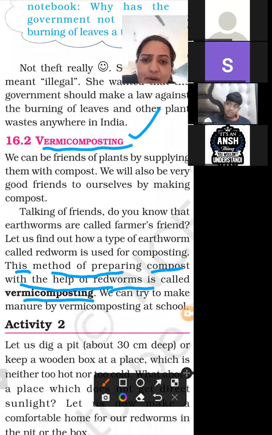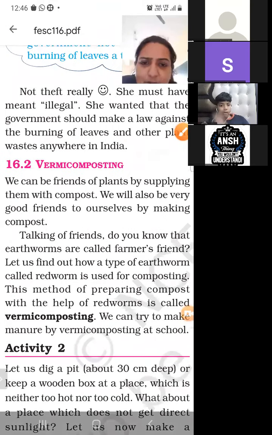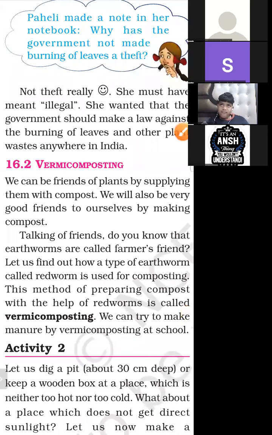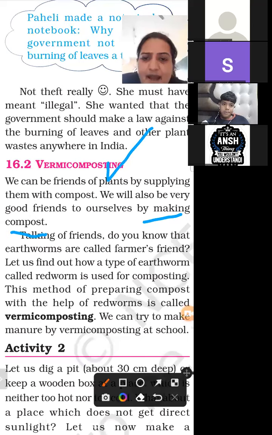You can be friends of plants by supplying them compost. We will also be very good friends to ourselves by making compost. So we can become friends of ours by making compost. Why are we becoming friends? Because we are converting all the plant waste into compost.